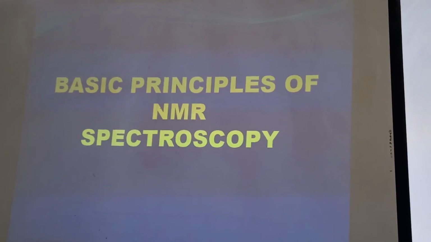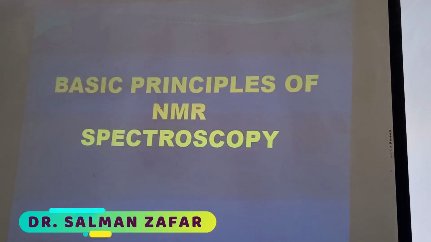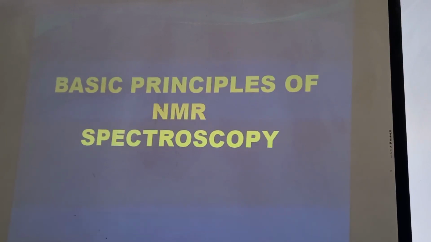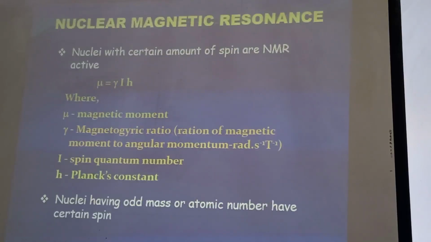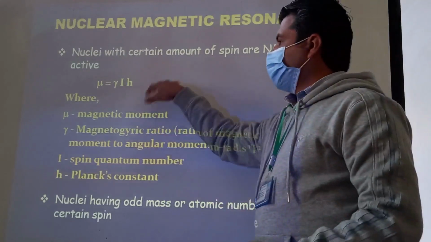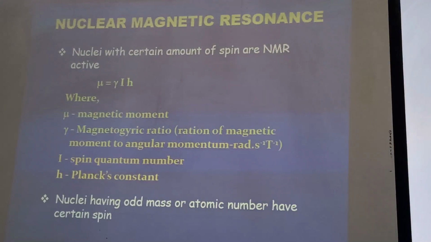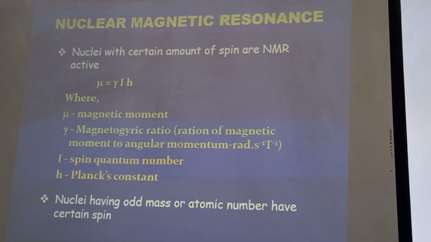Okay, so last time we were talking about the basic principles of NMR spectroscopy. Let's have a quick recap. NMR is the study of nuclei that are associated with some amount of spin. This is what we discussed last time, and this is the basic equation on which this technique is based. So mu is the magnetic moment, and that is equal to gamma I h.